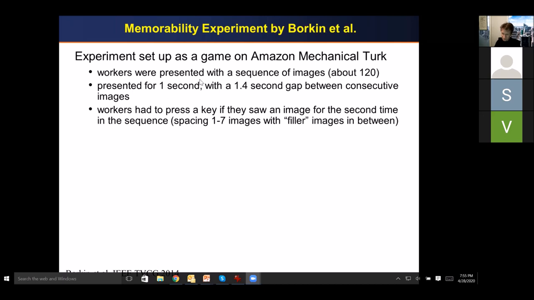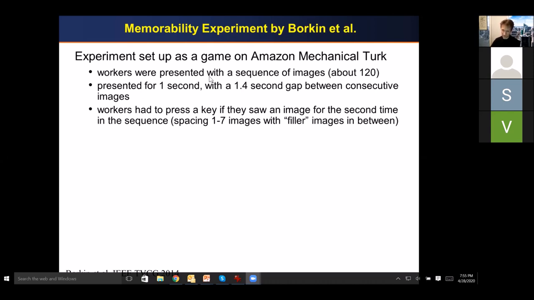Here was an experiment that Michelle Borkin and collaborators set up. You can read that paper. Basically they did a game on Amazon Mechanical Turk. Amazon Mechanical Turk is a platform where you can post micro tasks and allow people to solve them. You have to become a Turker, sign up for an account, and every time you solve a little task, you get a very small amount of money, on the order of pennies.